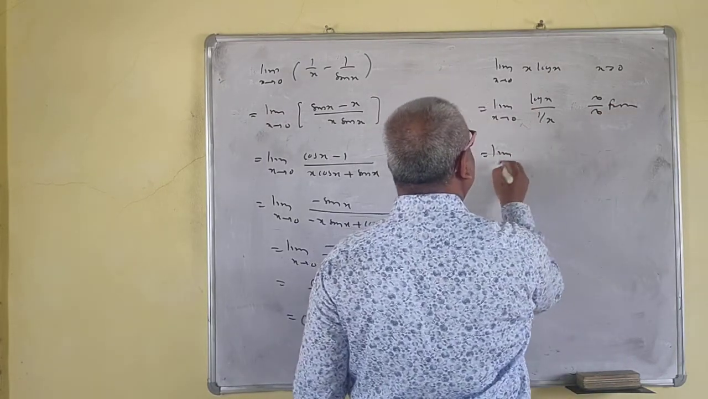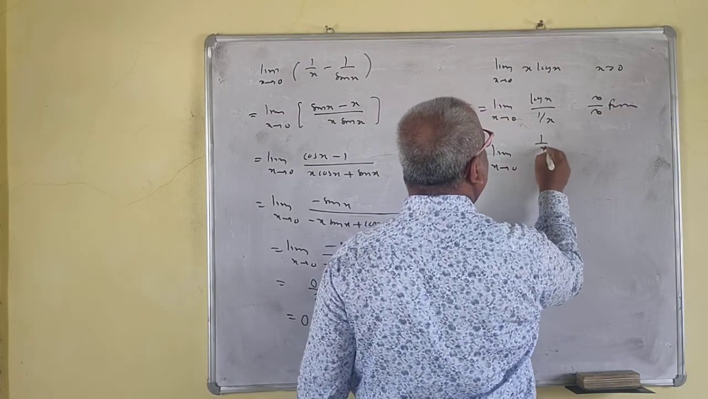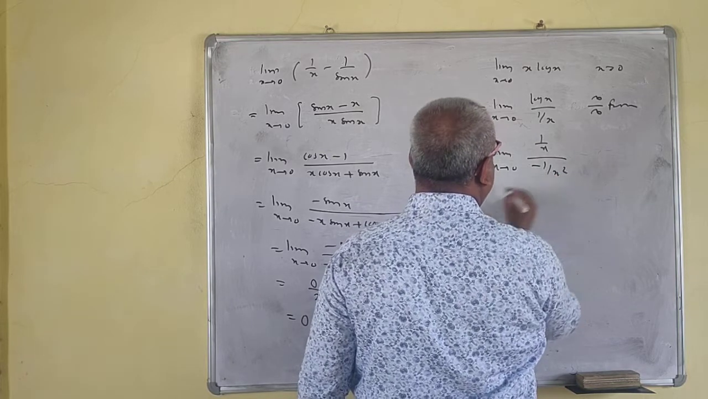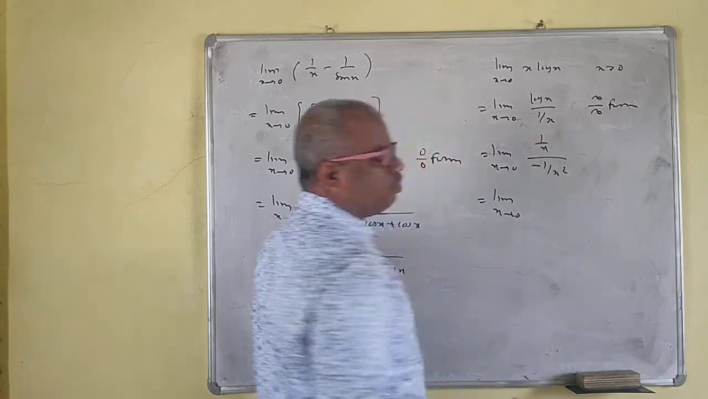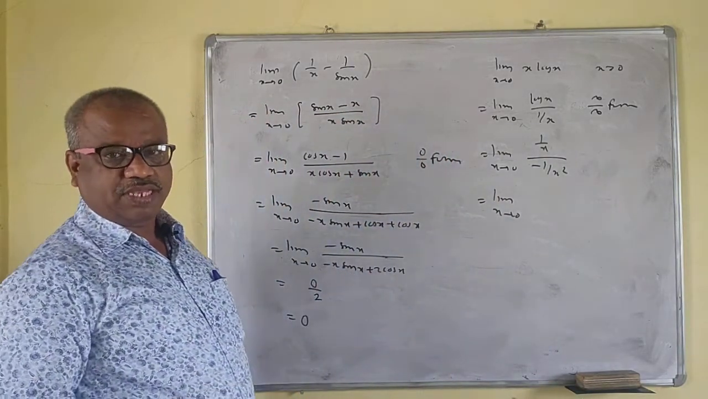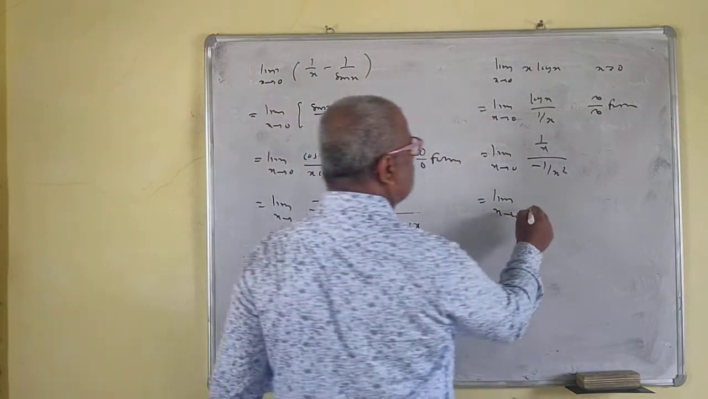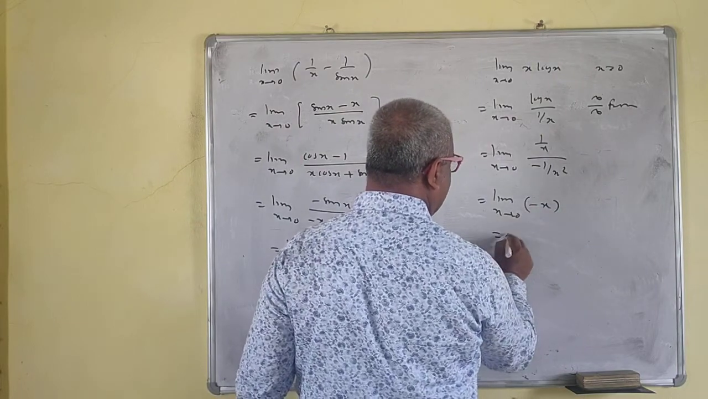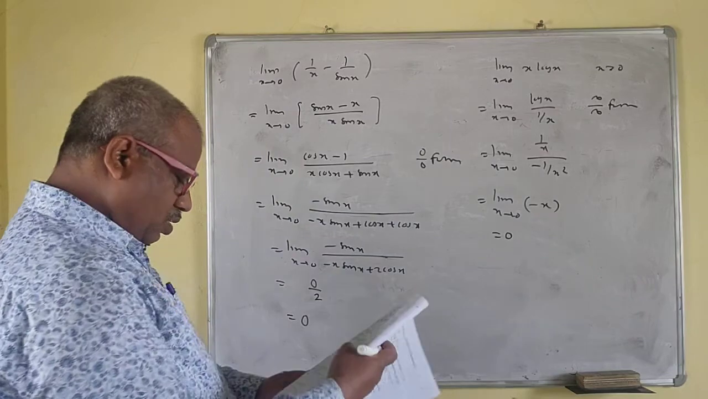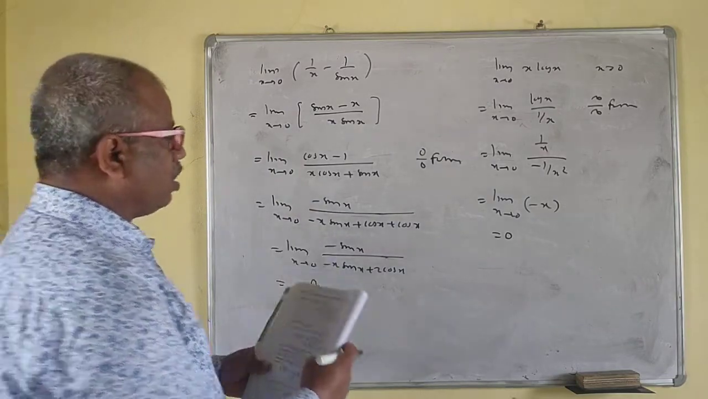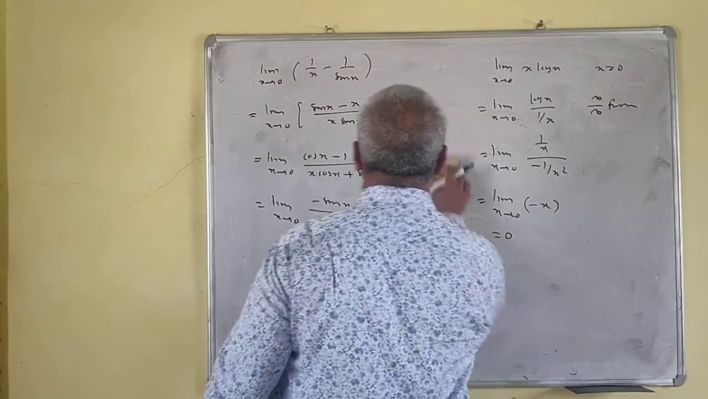Now we'll differentiate this. Limit x tends to 0. This is 1 upon x, and this is minus 1 upon x square. So you have to shift x square to the numerator. 1 upon x into x square is x. So this is minus x, and this is 0. So the value of this limit is 0. Okay. So now we'll do other problems.